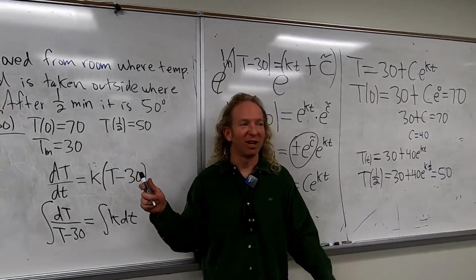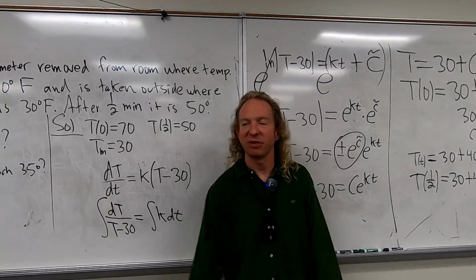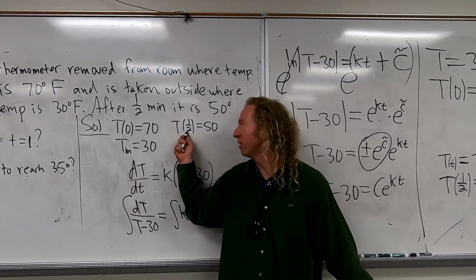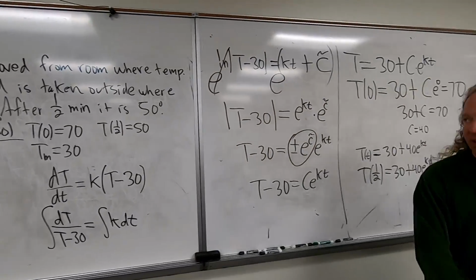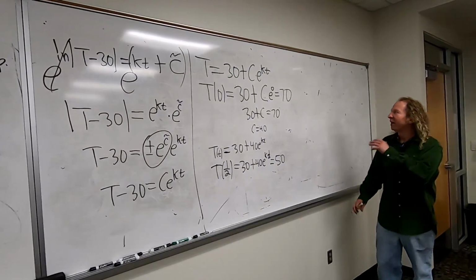Fun word to use, right? These are called boundary conditions because they're different numbers. Normally they're the same number, and one's on T, one's on T prime. It's kind of cool.